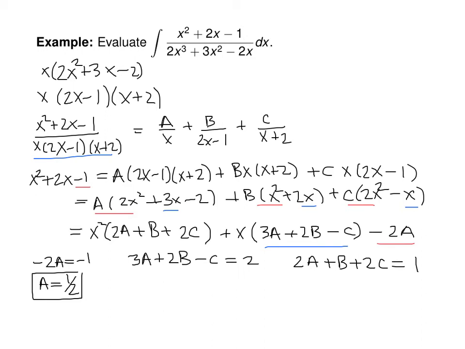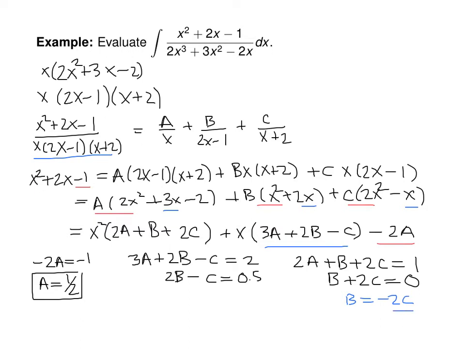Now if I plug in what A is into both equations, in this first one, A times 3 will be 1.5. If I take that 1.5 away, I'll have 2B minus C is equal to 0.5. When I plug this 1/2 in for A in the second equation, 2 times 1/2 is 1. I take that away, 1 minus 1 is 0, and I get B plus 2C equals 0.